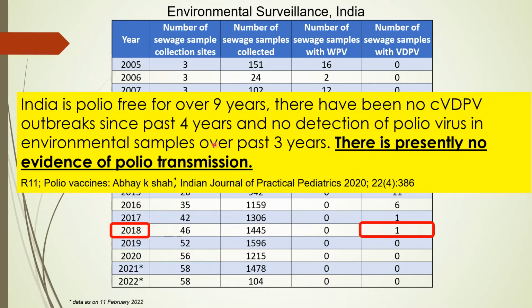There have been no circulating vaccine-derived poliomyelitis outbreaks for the past 4 years, probably 5 years now, and no detection of poliovirus in environmental samples over the last 3 years, which is 5 years now. There's presently no evidence of polio transmission. Great, that is India.